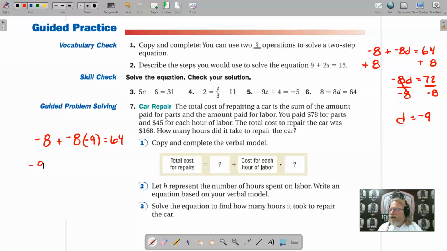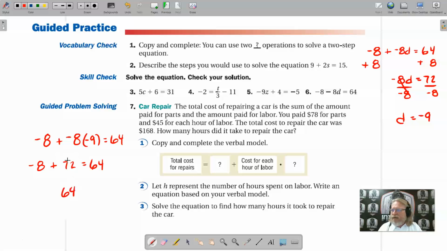So let's take negative 8. Through PEMDAS, we have to do our multiplication and division first. So negative 8 plus, and then negative 8 times negative 9. Negative times negative is positive. 8 times 9 is 72. Bring down the 64. Now, negative 8 plus 72. This is the sum of a positive and a negative, so we actually have to subtract the lower absolute value from the greater absolute value. So we're going to have 72 minus 8 is 64.